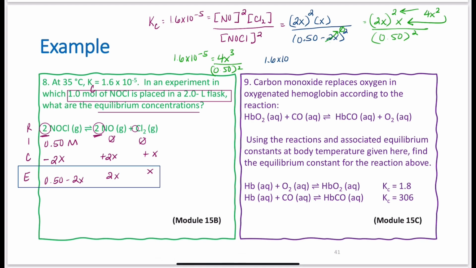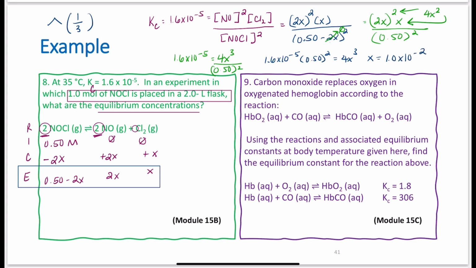1.6 times 10 to the negative 5 times 0.50 squared equals 4x cubed. I can solve for x now. So I'm going to solve this mathematically, divide by 4, and take the cube root. If you're not sure how to take the cube root on your calculator, take whatever value you have, raise it with a little caret, and say 1 over 3, and that is the cube root. I solve this out, and I get an x value of 1.0 times 10 negative 2.